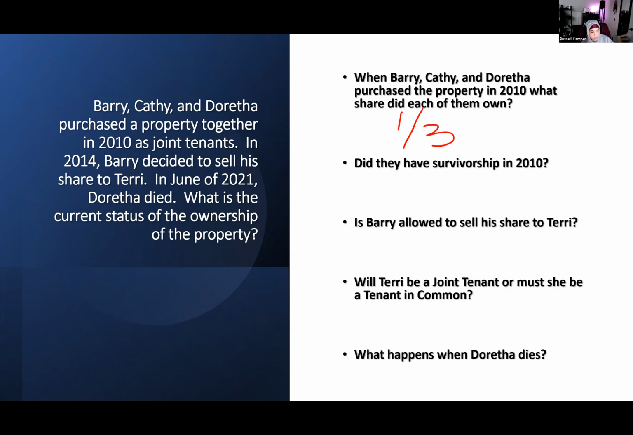Yeah, that's what I'm asking, because it's not a perfect 100%. So how would you split that? 33.33333. The rounding, it would be so close.